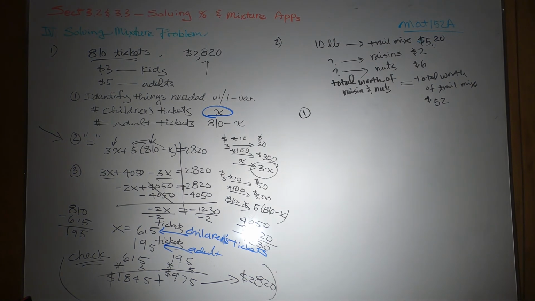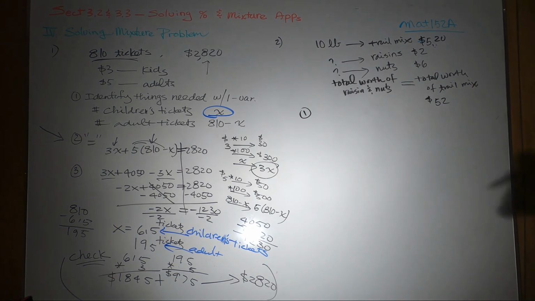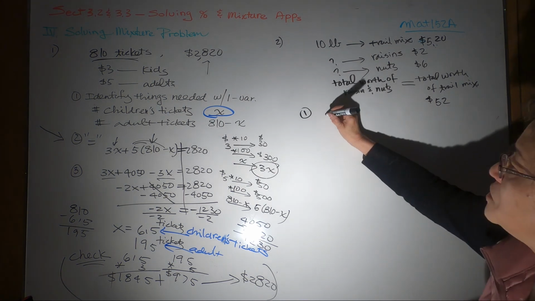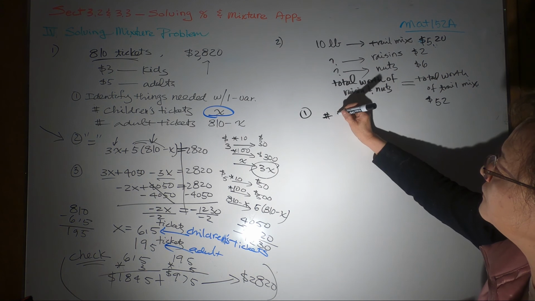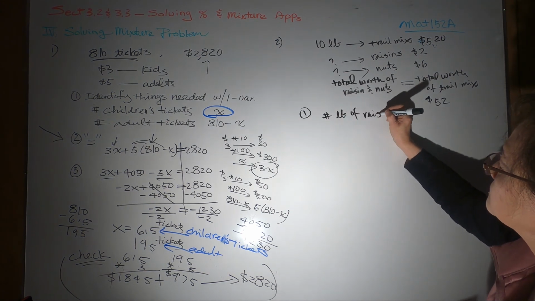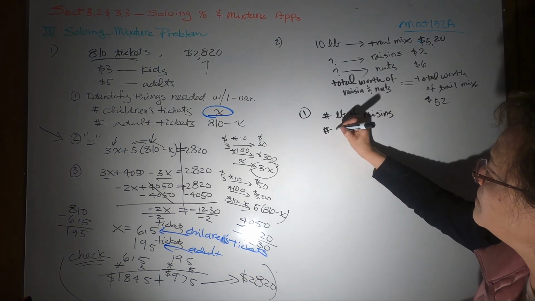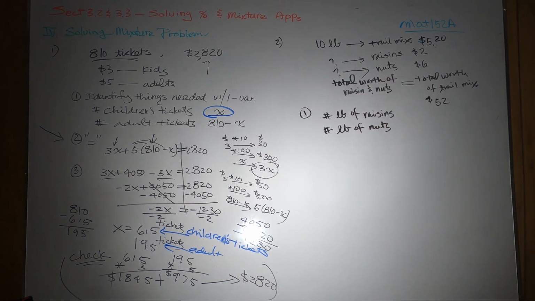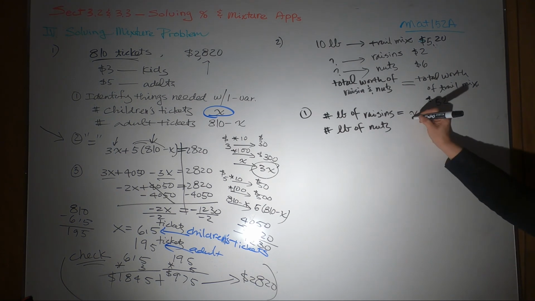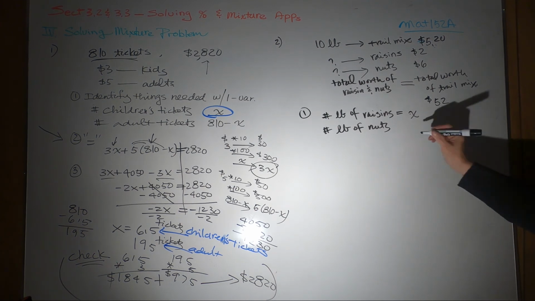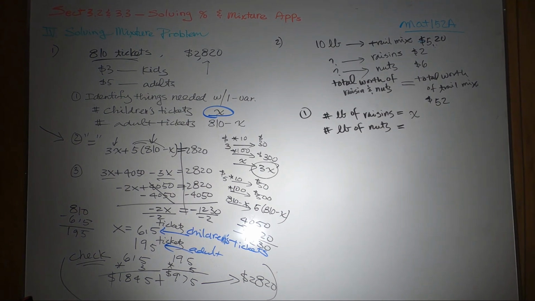So how should we start? Identify things needed with one variable. How many things do we need? We need to know how many pounds of raisins, then how many pounds of nuts, right? That was the question. But we can only use one variable. So I say, okay, I use X for raisins, so many pounds. So I cannot use Y for the nuts. What should I do?